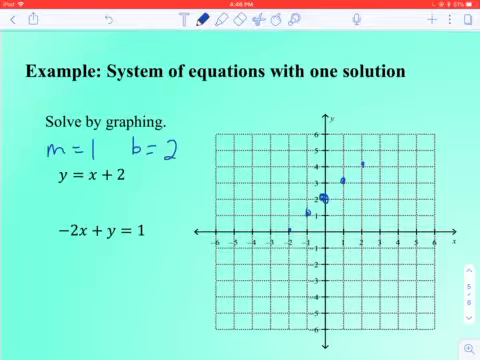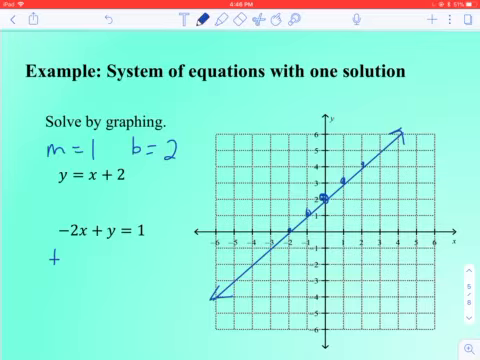And on this one, I'm going to make the line just a little bit longer than what I did on the other ones because I don't know where the lines are going to actually cross. So I need to make it big enough so that I could figure out where they do cross. The second one is not in slope-intercept form, but I can put it that way.